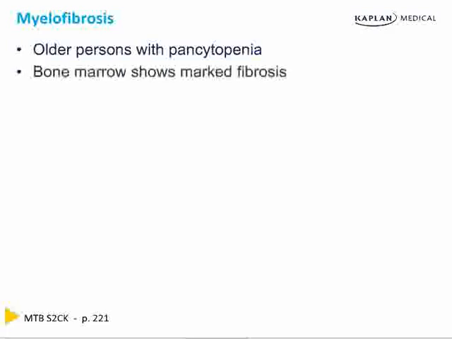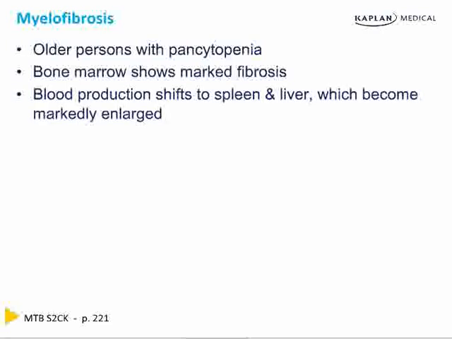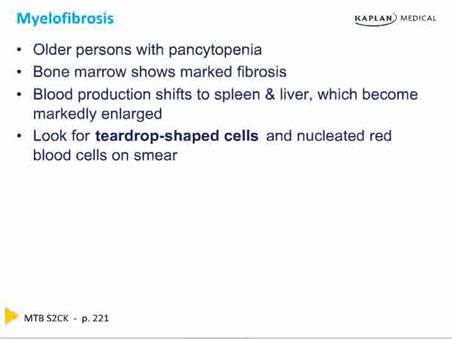Myelofibrosis is bone marrow fibrosis. It occurs in older patients and it's associated with pancytopenia. Basically, the marrow fibrosis is off and we don't know why. And blood production, because the marrow gets all fibrosed off, shifts to the spleen and the liver. That's called extramedullary hematopoiesis. The bone marrow growth shifts outside the medulla of the bone marrow. And that makes the spleen and the liver really large.